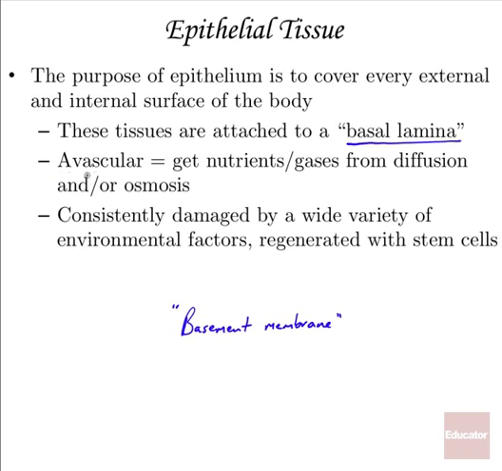Also, epithelium is avascular. It gets nutrients and gases from diffusion and or osmosis. So what does avascular mean specifically? Vascular, let's take the cardiovascular system, always has to do with transporting fluids. So for instance, a vascular plant like a tree is called that because the tree is able to suck water up and get it up through osmosis to the tippy tops of its leaves. That's a vascular plant. We are vascular because we're able to move fluids against gravity all throughout our body.